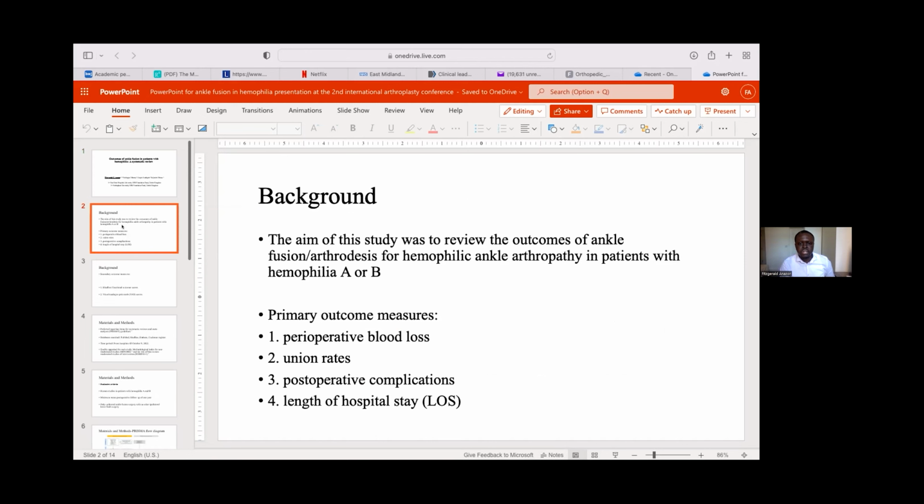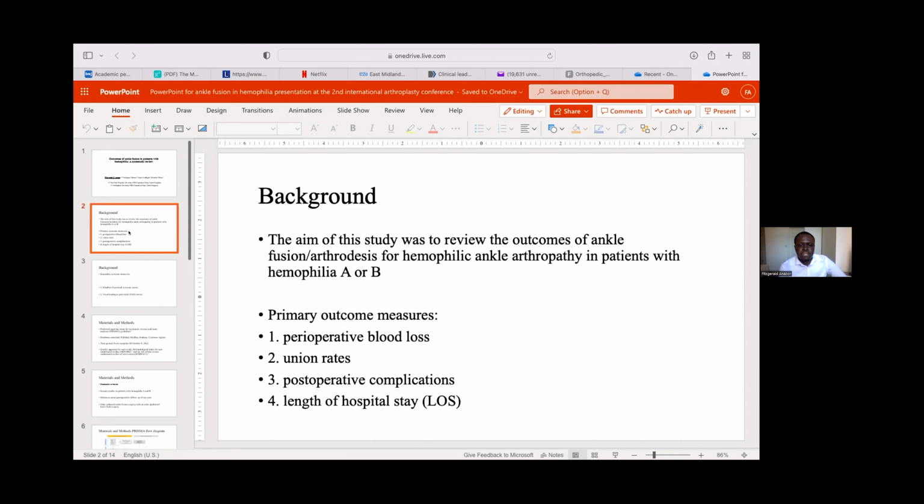Patients underwent ankle fusion or arthrodesis for hemophilic ankle arthropathy. There is quite a variation in the literature on the most commonly affected joints for hemophilic arthropathy, but a recent study shows the ankle joint is most commonly affected, while a few studies have reported the knee joint has been the most commonly affected. So we felt this was important to provide useful information to both surgeons and patients.